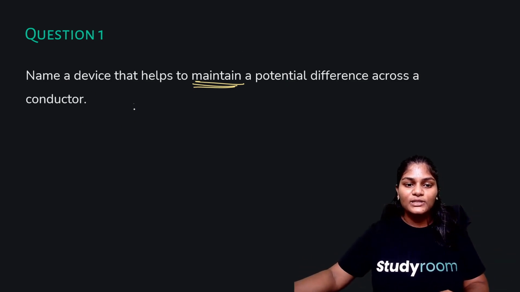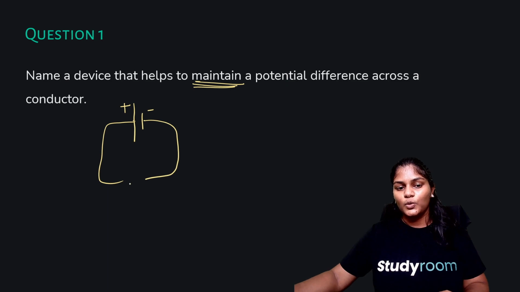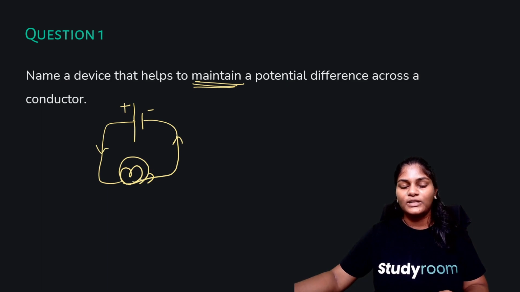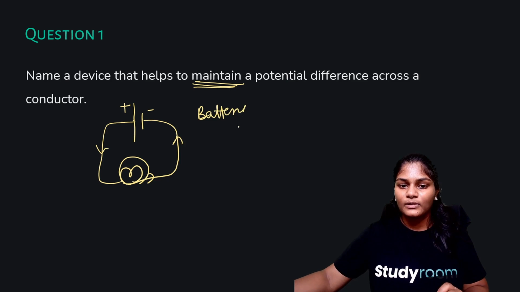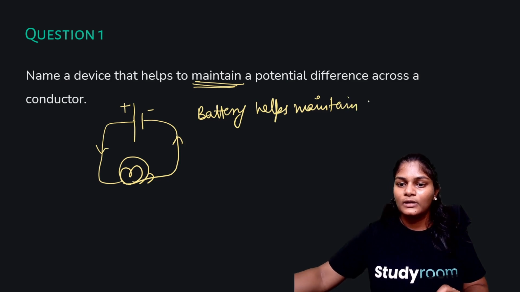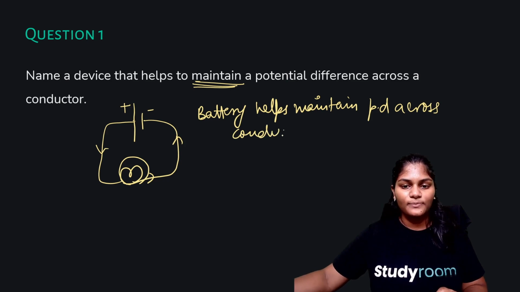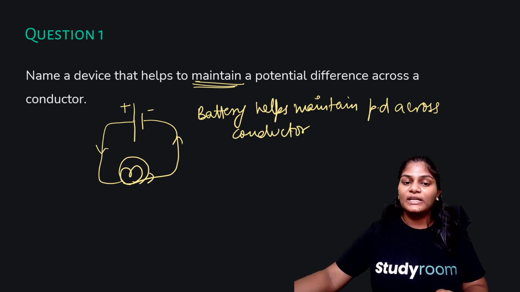How is the battery represented? Like this, positive and negative terminal. Because of the potential difference between these positive and negative terminals, the current flows in the circuit like this. Whatever you want to connect to this point, you want to connect the bulb, whatever you want to. Okay, so you will write that the battery helps maintain potential difference across a conductor.